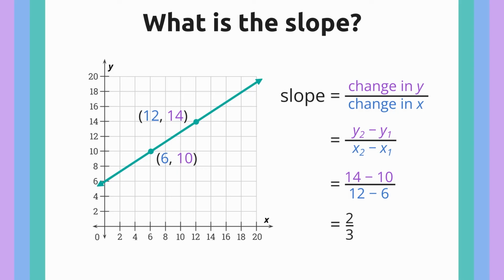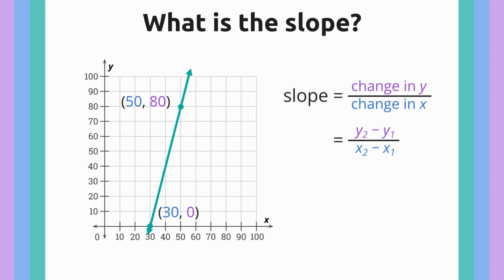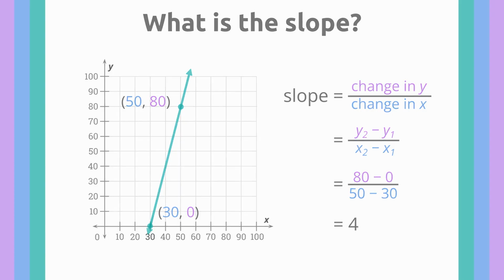Let's try one final example. What is the slope of this line? Let's pick 2 points on it, say 30, 0, and 50, 80, and find the slope. To find the change in y, we subtract 0 from 80, and to find the change in x, we subtract 30 from 50. So the slope is 80 over 20, or 4. This time, the slope is a larger number, so it makes sense that our line looks way steeper than the lines in the other examples.